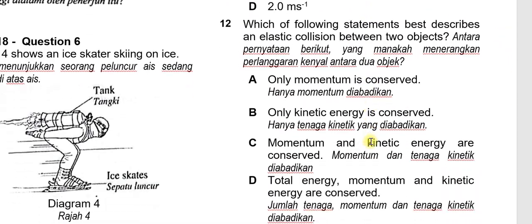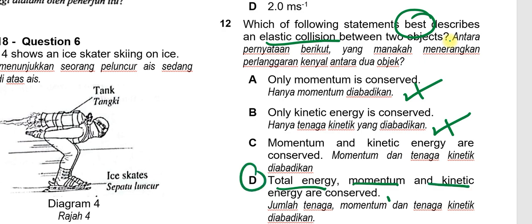Okay, next question 12. Which of the following statement best describe an elastic collision between two objects? Dia cakap tentang elastic kan? Okay, elastic momentum is conserved, betul. Kinetic energy is conserved, betul. Total energy, momentum and kinetic energy, 3 also conserved. Oh, okay. They're asking the best. Okay, so not only momentum lah, all 3 is conserved lah. Total energy, momentum and kinetic energy. Have to read properly. See, I also can make mistake.